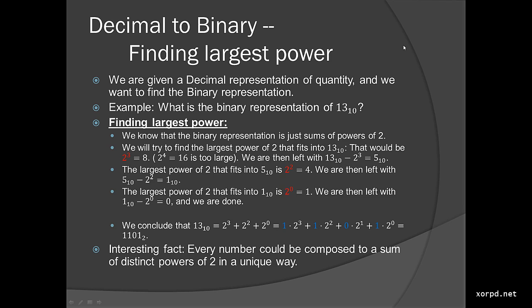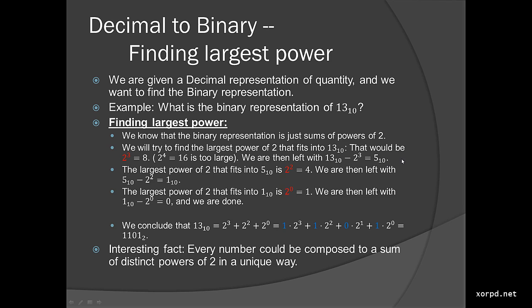We know that the binary representation is just sums of powers of 2. So what we are going to do is this. We will try to find the largest power of 2 that fits into 13. Well, we could just try a few and find out pretty quickly that the last one is 2 to the third, which is 8. Okay, because the next one is just too large. So we could take this quantity out of 13 and we are left with 5.